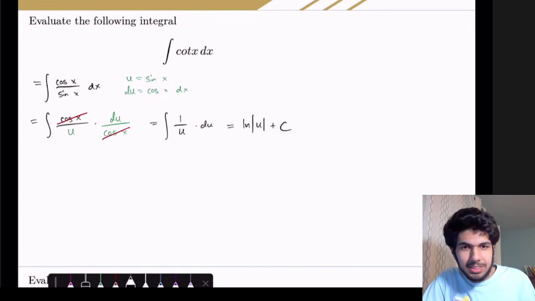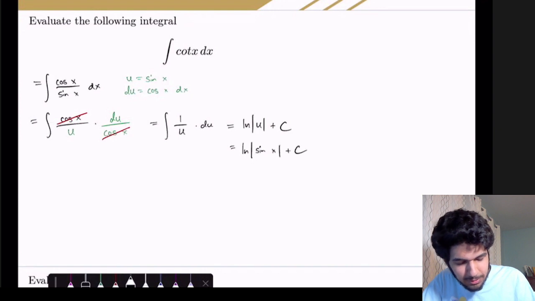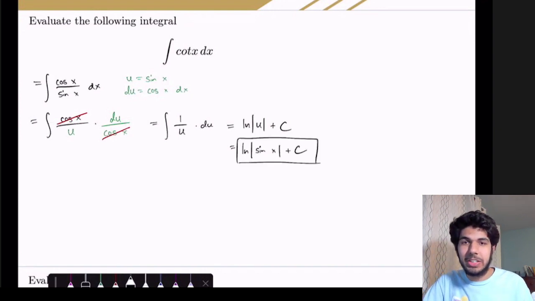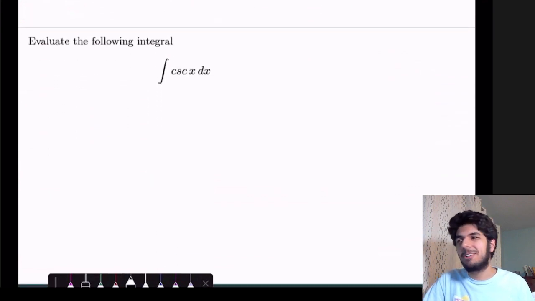Now we just have to substitute in what u is, and that's going to be equal to the natural log of the absolute value of sine of x plus c. And just like that, we found the integral of cotangent of x. So that's pretty exciting. Unfortunately, not all of them are going to be that simple.